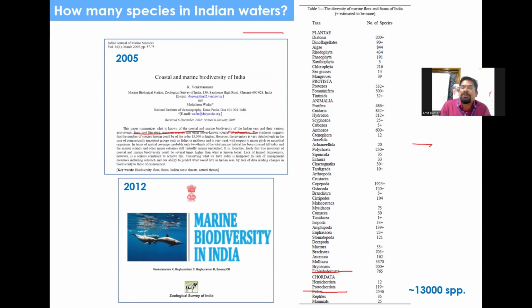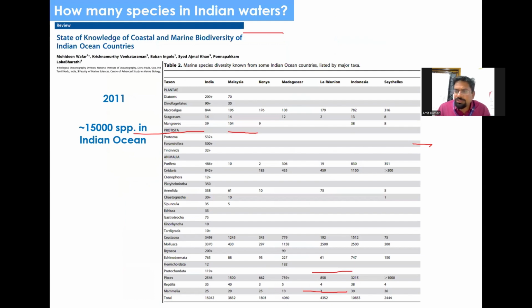Of course, there are multiple papers on specific taxa and specific groups, but in 2005, some of the references I am giving you, again not exhaustive, say that Venkataraman and Wafar in 2005 estimated that close to 13,000 marine species are living in Indian waters, right? The number remains the same in the report by Venkataraman, Raghunathan, Raghuraman and Sivaperuman from the Zoological Survey of India, even in 2012, which remained around 13,000 species.